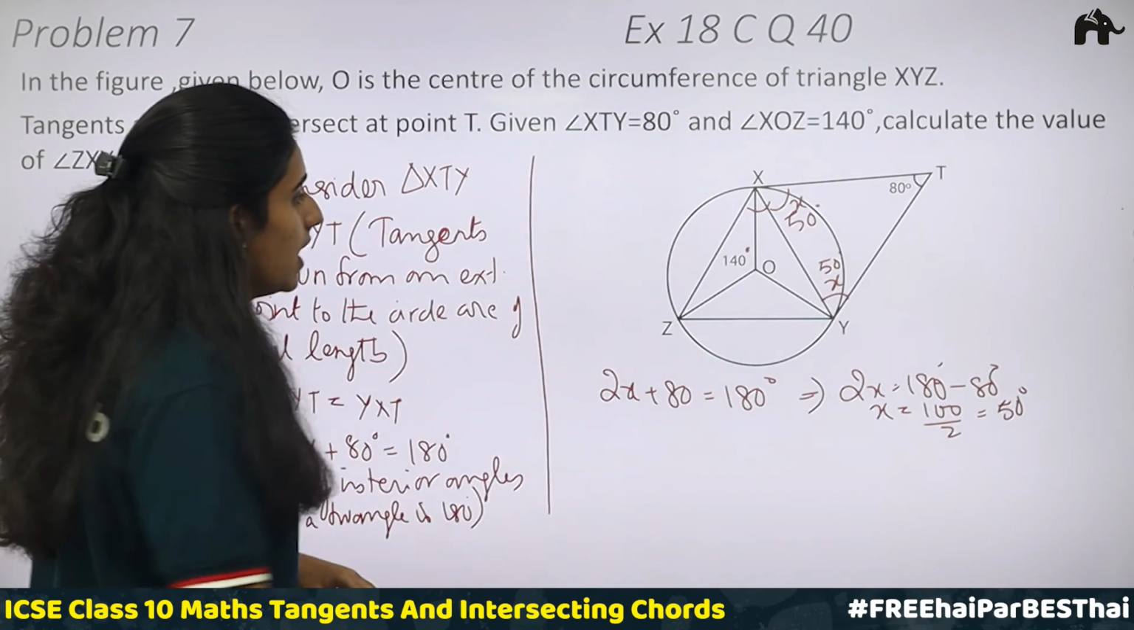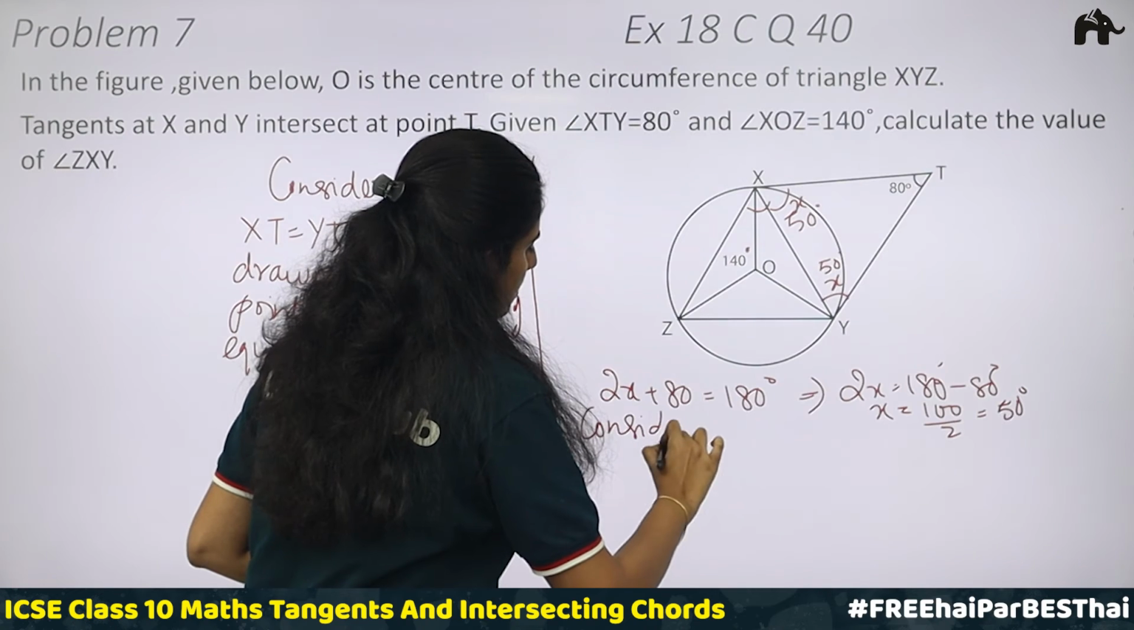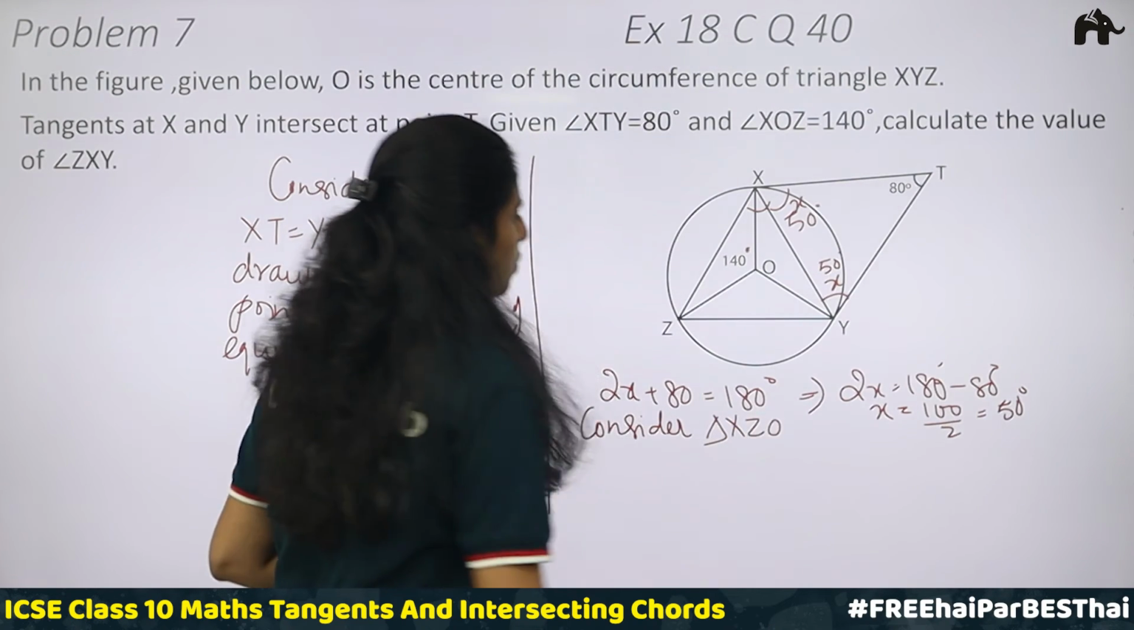Now similarly, consider another triangle, triangle XZO.